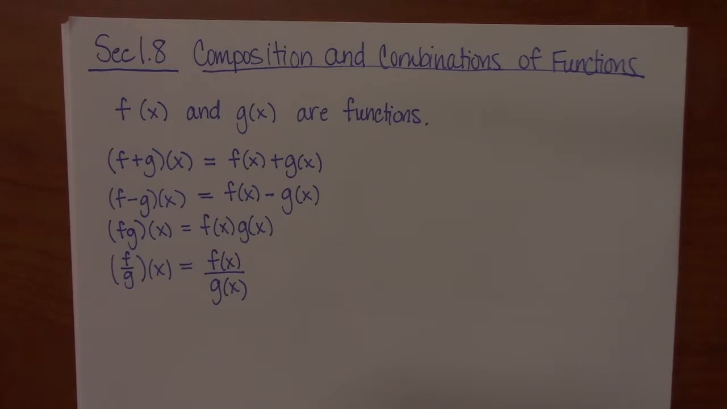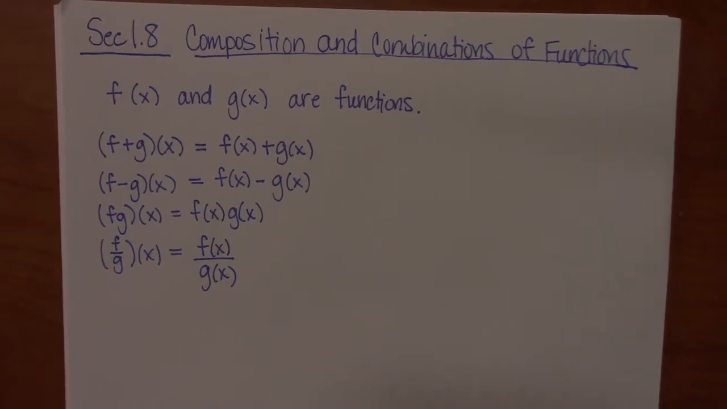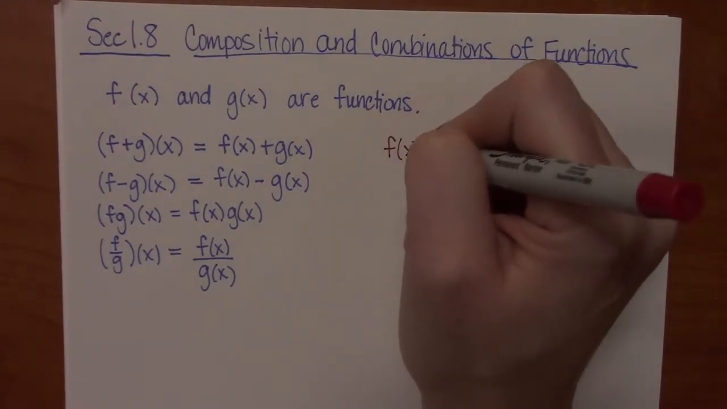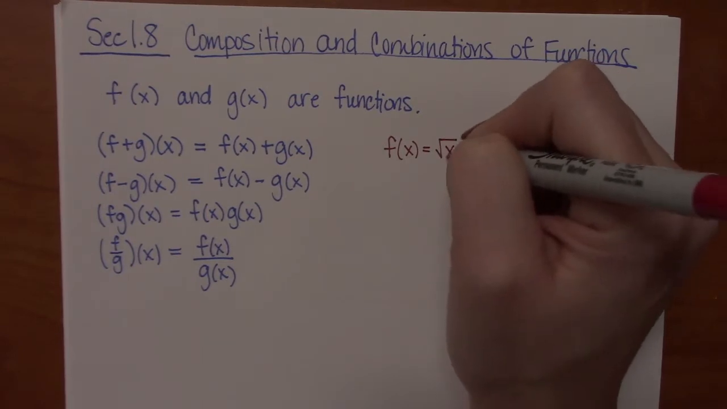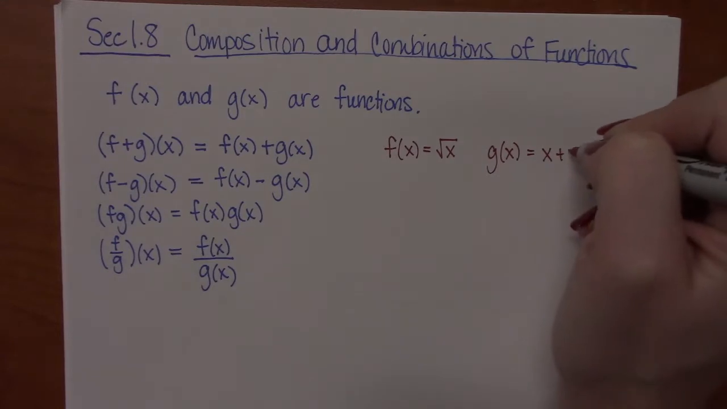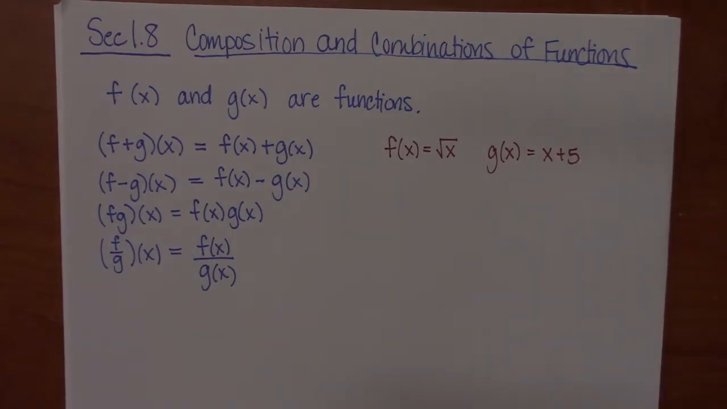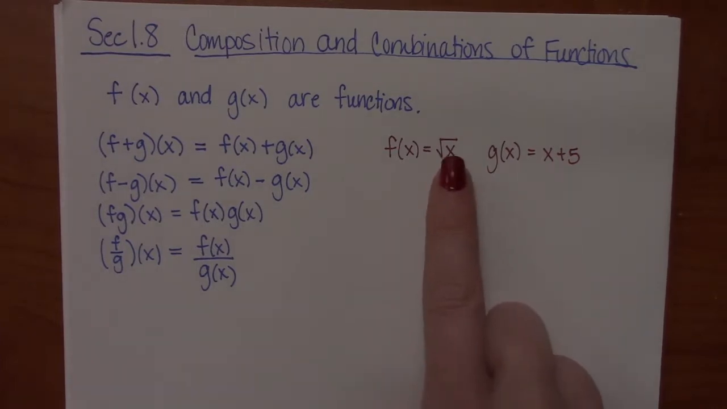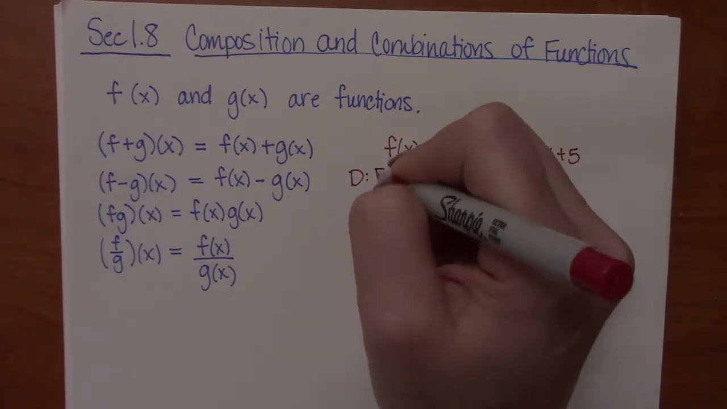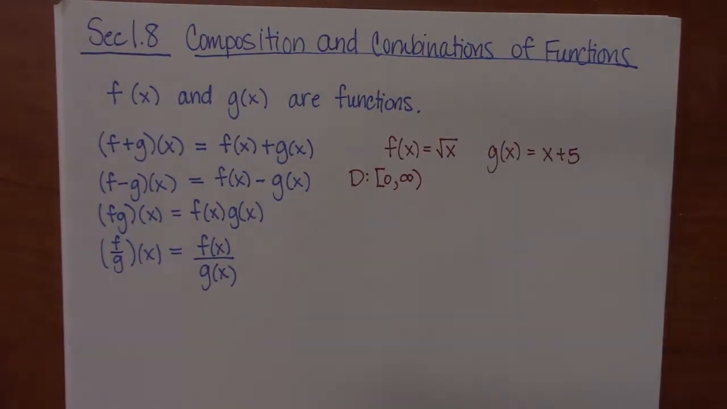So if we look at these four operations, I want to look at two functions. We're going to let f of x be the square root of x and g of x be x plus 5. So f of x is the square root of x. It has a domain of any value greater than or equal to 0, because of this radical. The radical says no negatives underneath it. So the domain of f of x is going to be 0 to infinity.